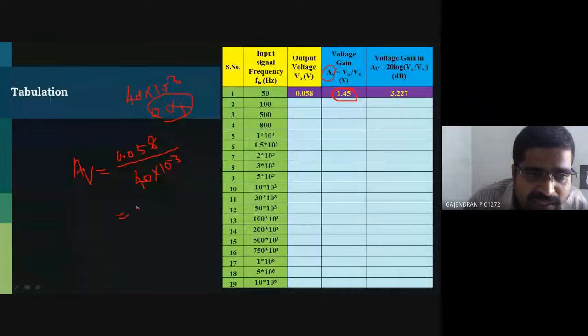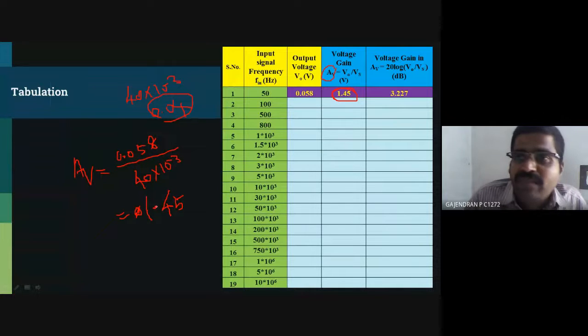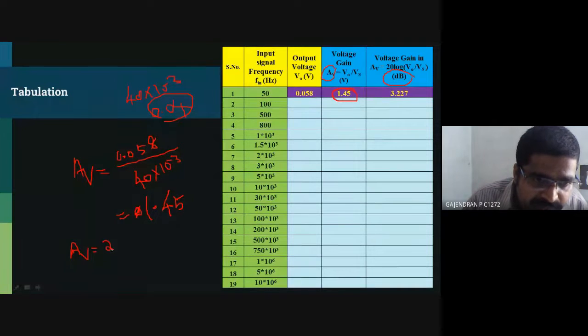Please note down this calculation. This is the single step you need to do. Then I need to convert this into decibel. How to convert? What is the formula? 20 log of this value. Am I correct?